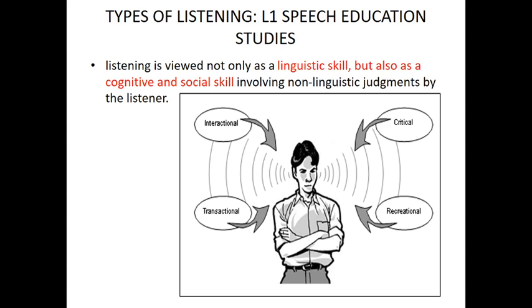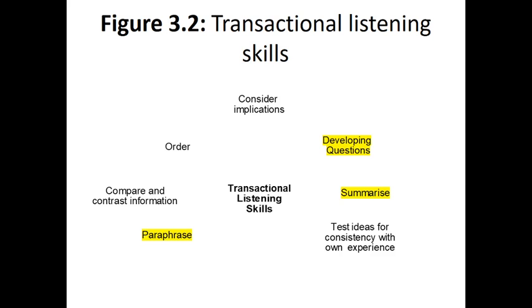Types of listening. Listening is viewed not only as a linguistic skill, but also as a cognitive and social skill. Linguistic, language, cognitive, that goes through your brain, and social, through interaction. So these are the areas.